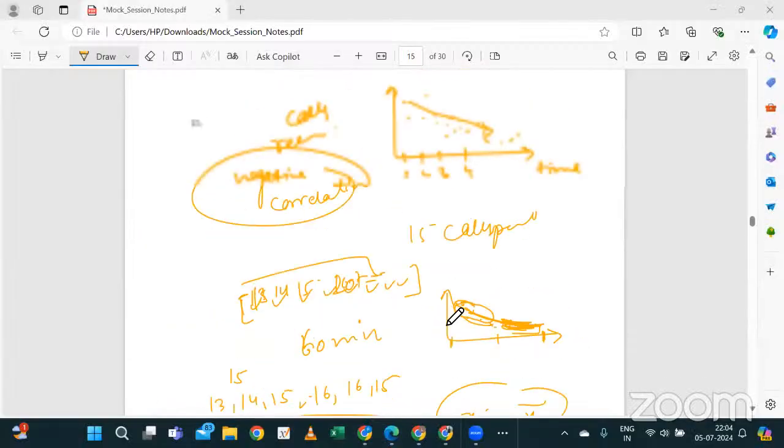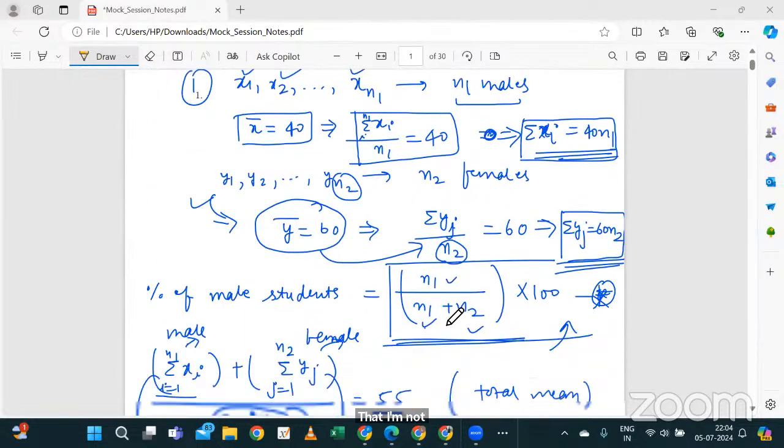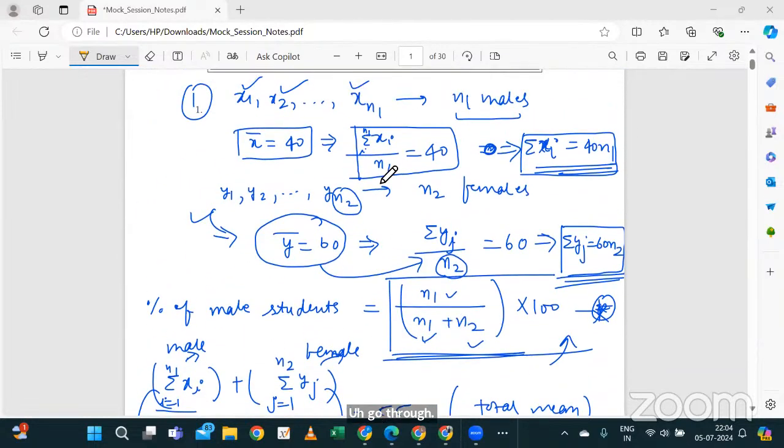Will you please explain question 1? I was not present at that time. Question 1, okay. I can explain quickly, but we will share the solution PDF also. Please also explain question 6 too.